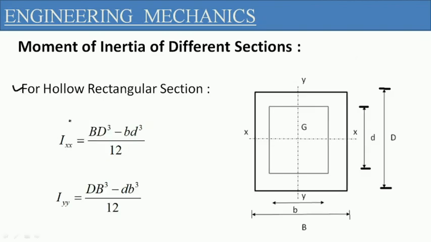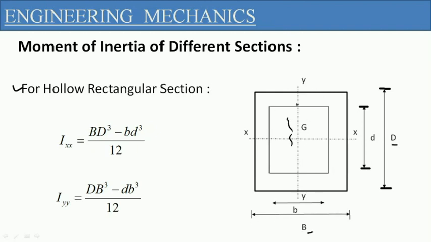Now, the second condition is the hollow rectangular section. A hollow rectangular section consists of two rectangles, one internal and the other external. So here we are considering two dimensions. One is the width of the internal rectangle, b, and small d represents the depth of this internal rectangle. This part is hollow. Another one is the bigger or external rectangle, which has capital D as depth and capital B as width.